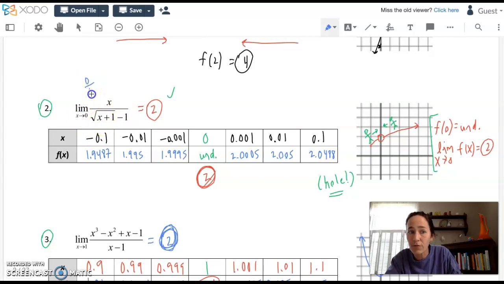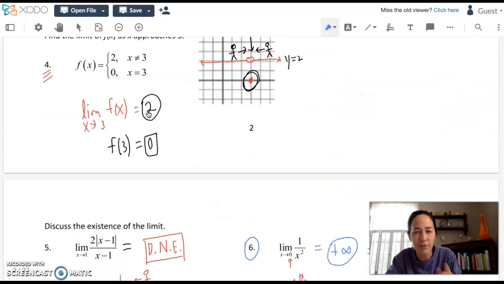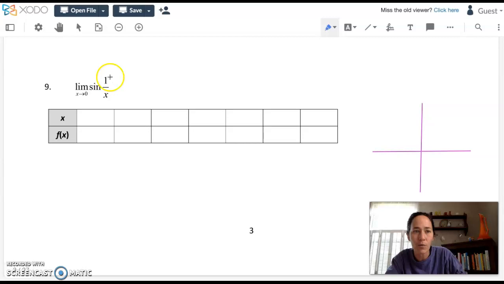If you get 0 over 0, that's not the case we were just talking about. It's not a VA, it's a hole, and we did get a limit. Keep that in mind for later, though. At the bottom, one trig example. So this is a crazy one.